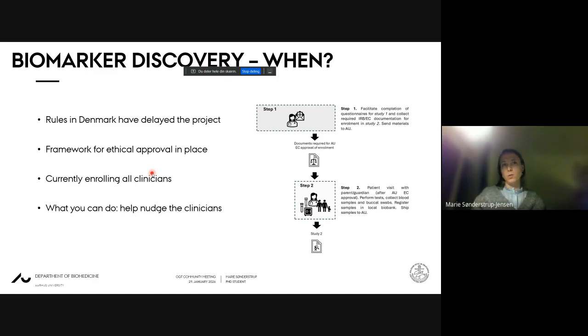Also, when we started out, the biomarker study and the natural history study were kind of one. Now we have divided them into two separate studies, because the biomarker discovery takes longer because of the ethical process.